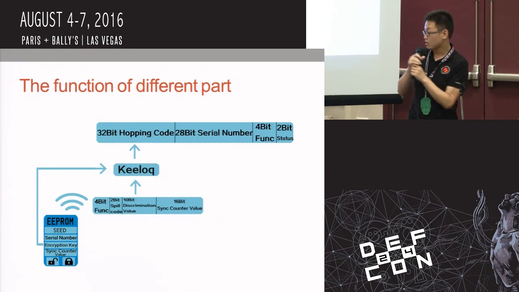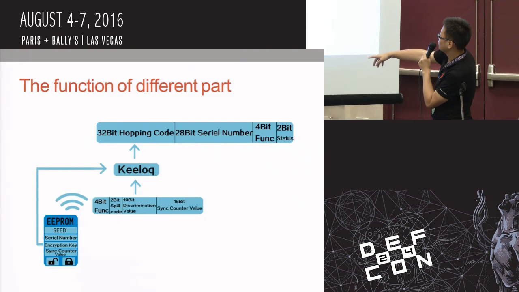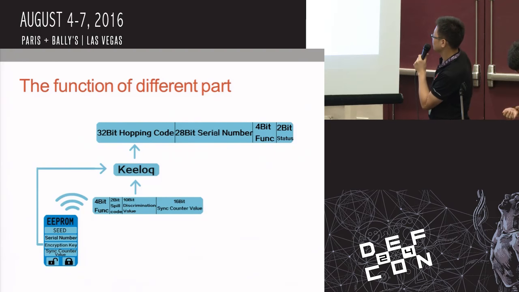We have found it has two parts. The same function code, the outside one and the inside one, the hopping code. Which one is the real one? So we tested many kinds of cars, and we found the outside is useless. The car just uses the inside one.